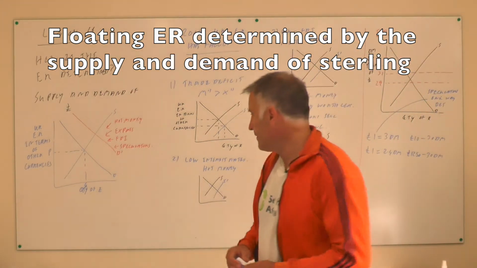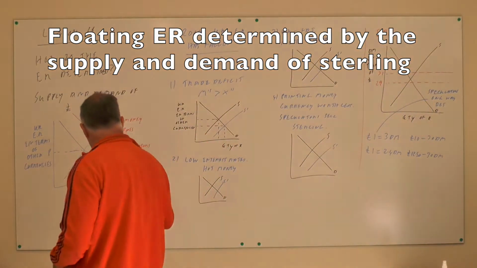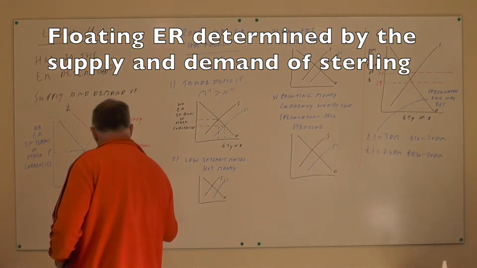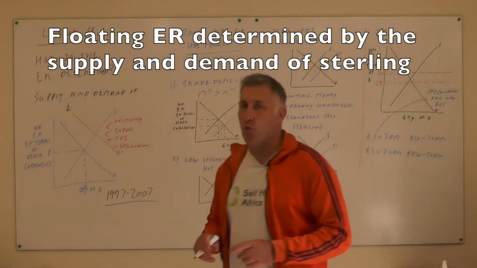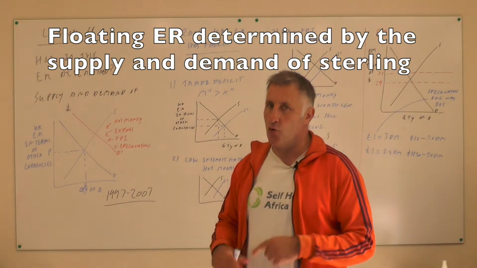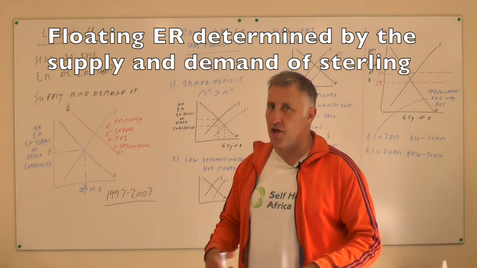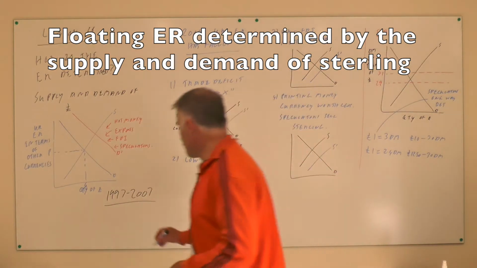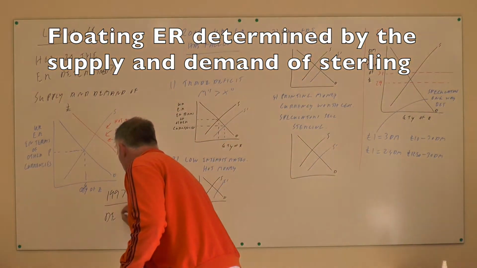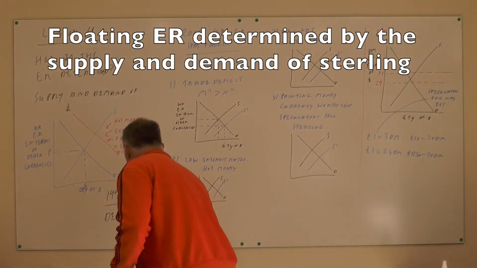So therefore, I think it's very important to know that between 1997 and 2007, we did in fact have a high exchange rate, which made our situation worse. So therefore it was harder for our exporters to sell their goods abroad. So during that period of time, we also had deindustrialisation.